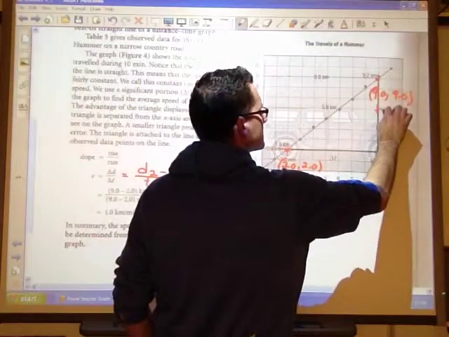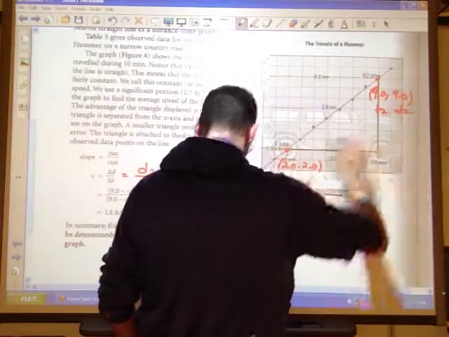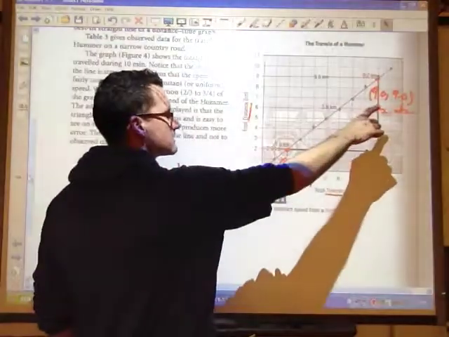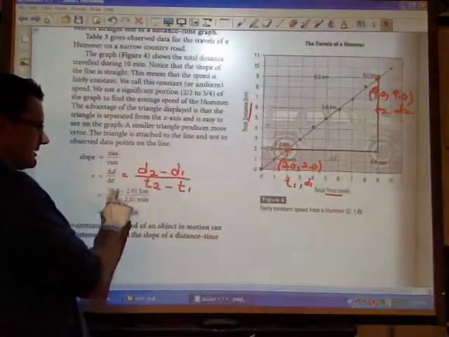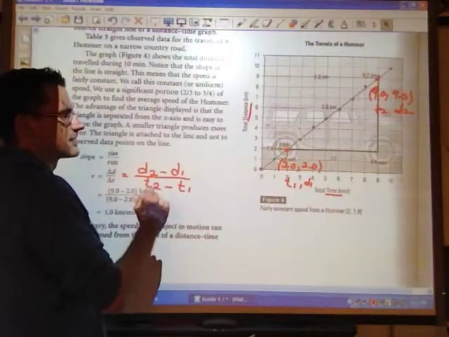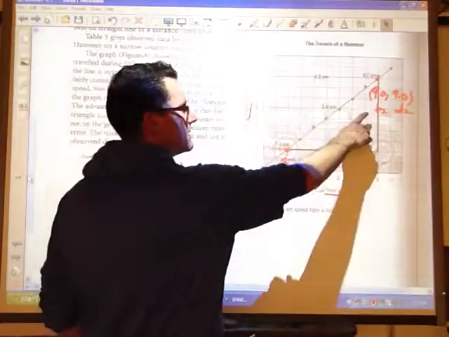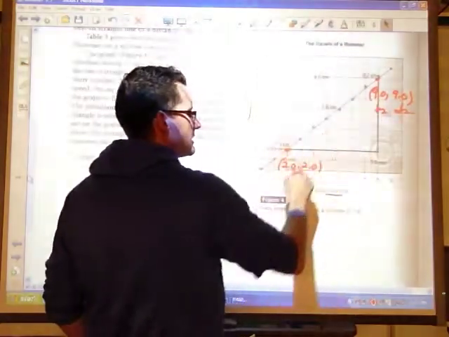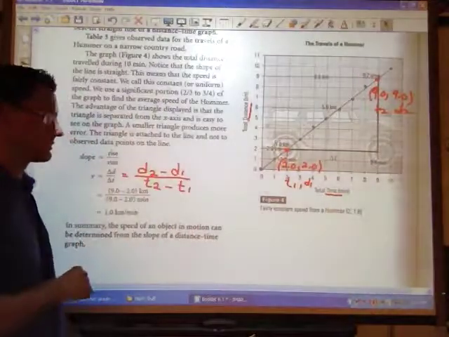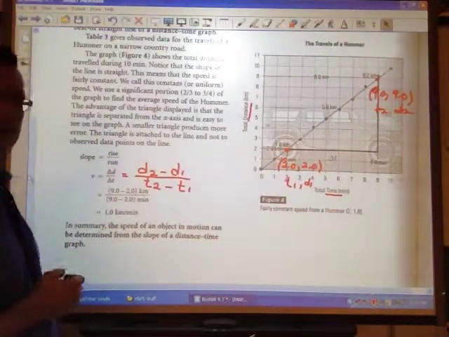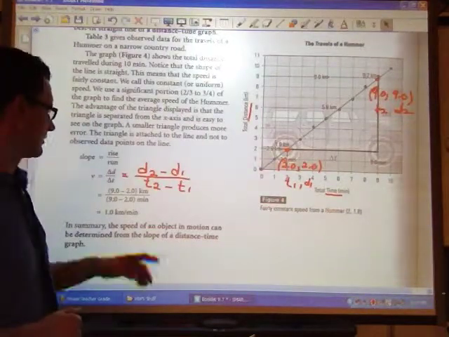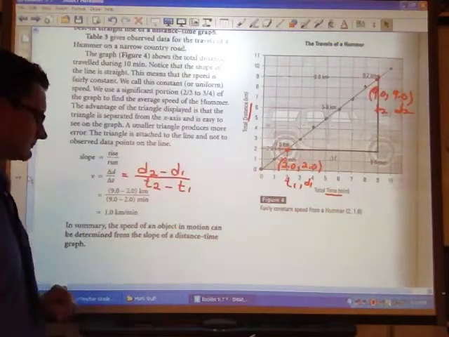D2, let's see, here's T2 and D2. So my second distance minus my first distance, 9 minus 2. That's what's up here. And then my second time minus my first time. T2 is 9, T1 is 2, 9 minus 2, we get that. And of course we get 7 over 7, which works out to be 1 kilometer per minute.